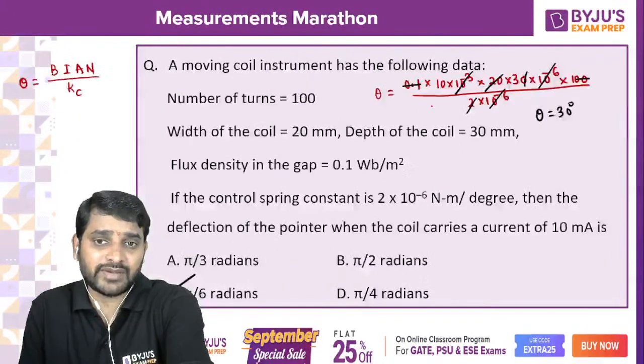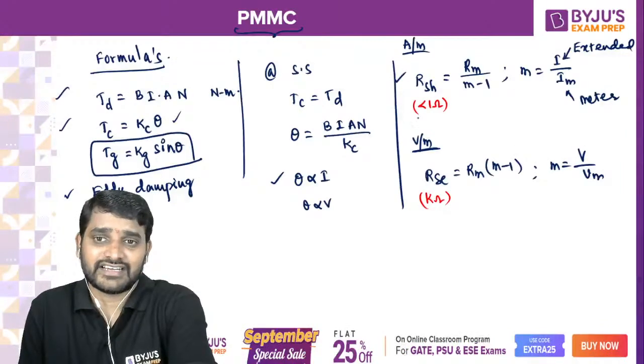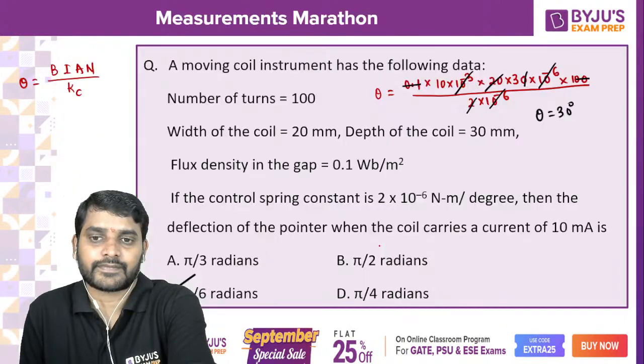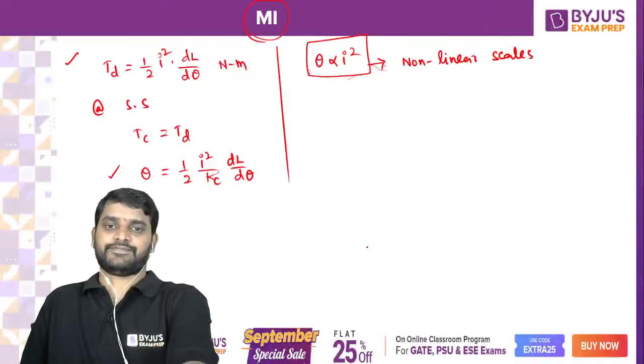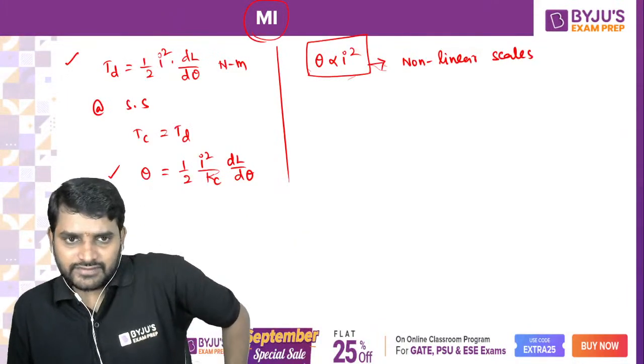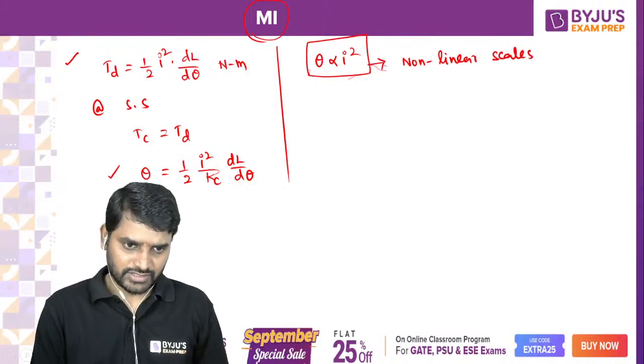Now at the PMMC, I forgot to write here, this is going to be linear scales. Okay, so these are the important formulas you need to remember.